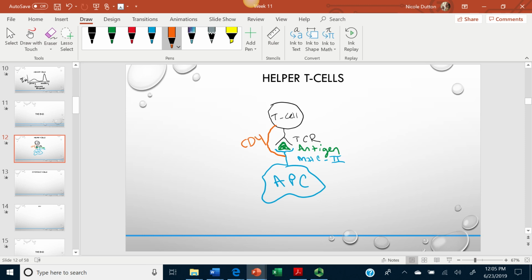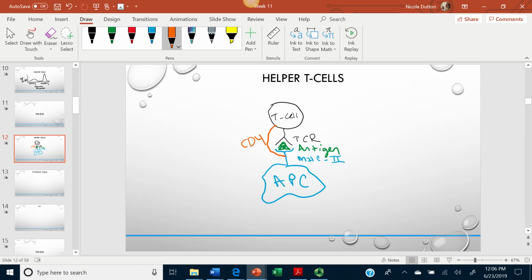CD stands for cluster of differentiation, and it's number 4. So there's all sorts of different CD complexes, and the different type of CD present on the surface of the cell helps us identify that cell in a clinical setting. So helper T cells have CD4. CD4 binds to MHC class 2. So a helper T cell will get activated when step 1, the T cell receptor recognizes and binds to antigen, which is presented on MHC class 2. Step 2, CD4 of the helper T cell binds to MHC class 2.